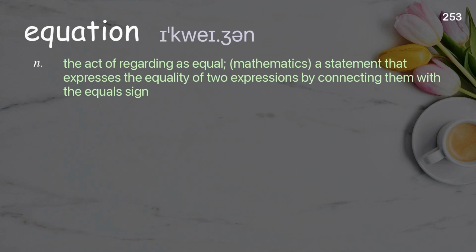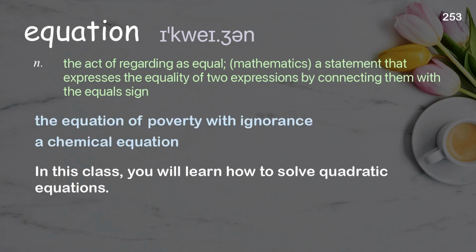Equation. The act of regarding as equal; mathematics, a statement that expresses the equality of two expressions by connecting them with the equal sign. Examples: The equation of poverty with ignorance. A chemical equation. In this class, you will learn how to solve quadratic equations.